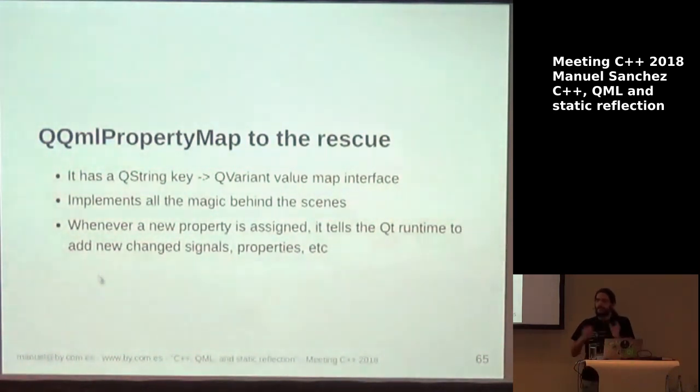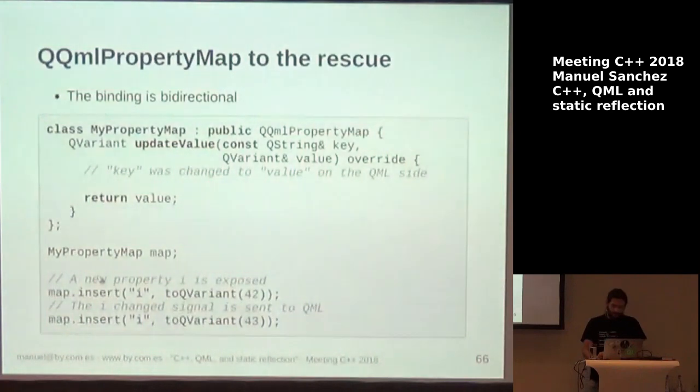Okay? And underneath, if you check the sources, I really recommend it. It does all the magical stuff with the Qt engine of types to create properties dynamically, registering new signals of the change of that property, everything. Okay? So this is more or less how it could look like. Okay? The QQmlPropertyMap is designed to be inherited from, so you can override a callback that's called whenever a key is changed from the QML side.